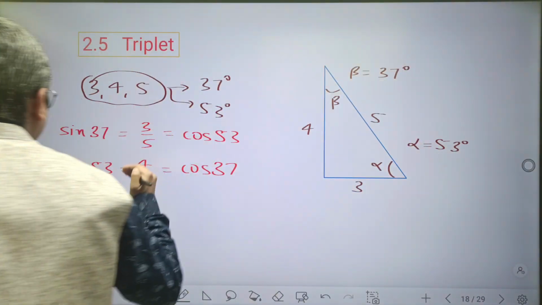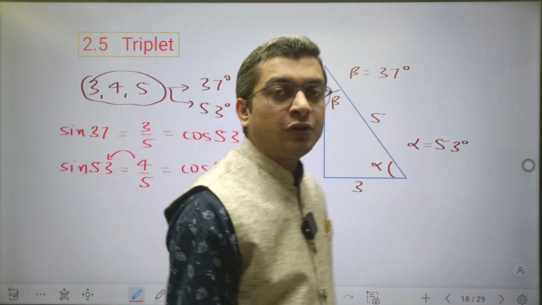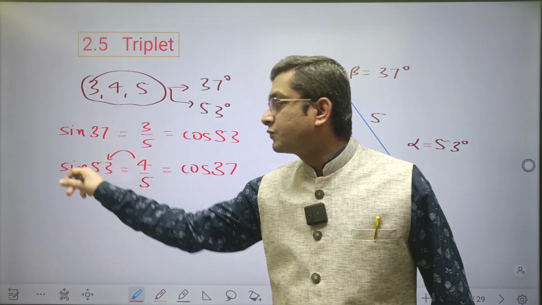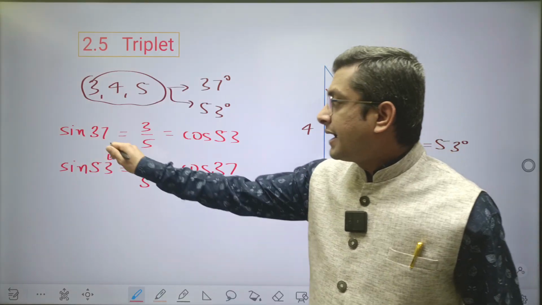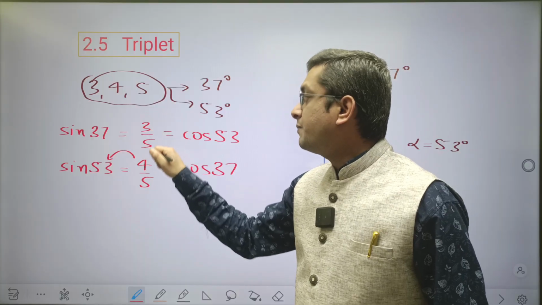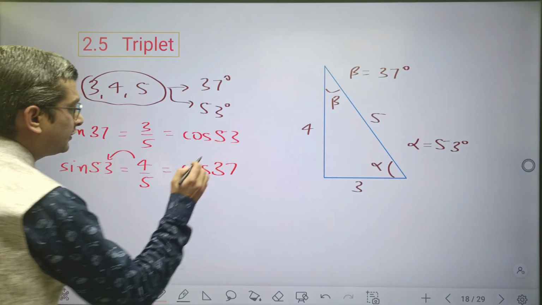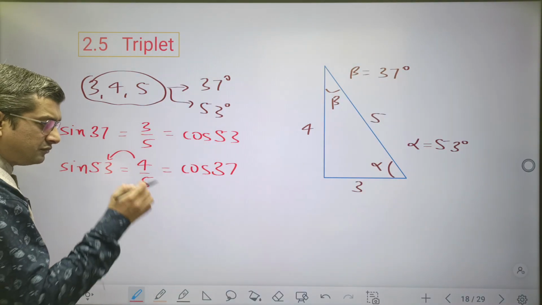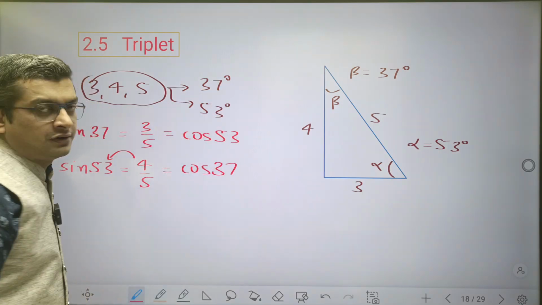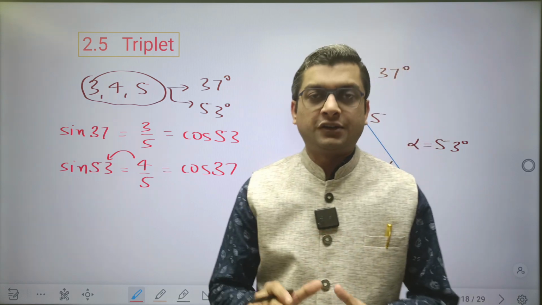But out of 3 by 5 and 4 by 5, 4 by 5 corresponds to sine 53 and 3 by 5 corresponds to sine 37, because as the angle increases, the value of sine also increases. That's why when the angle is increased from 37 to 53 degree, the value of sine theta increases from 3 by 5 to 4 by 5. However, the value of cos theta decreases from 4 by 5 to 3 by 5 when the angle increases from 37 to 53 degree. So you must remember the things by following some logic, isn't it?